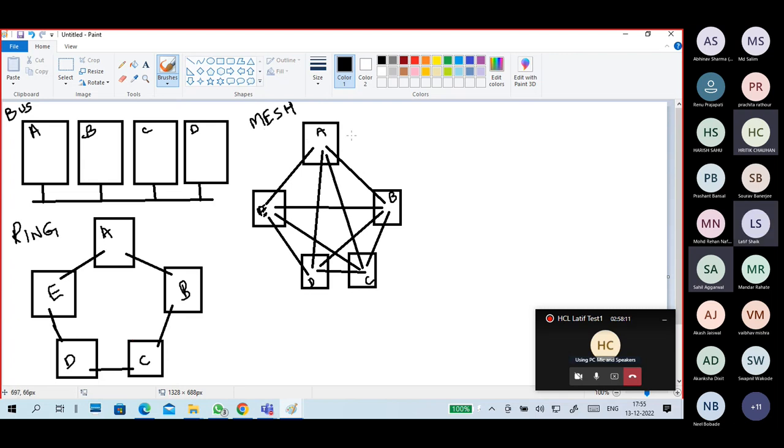Okay, guys, mesh topology means any device is connected to every other device.